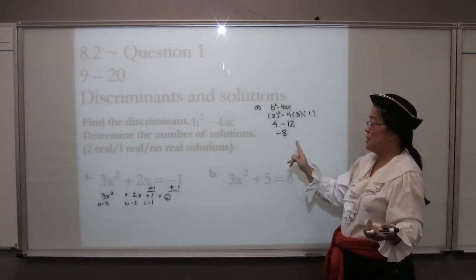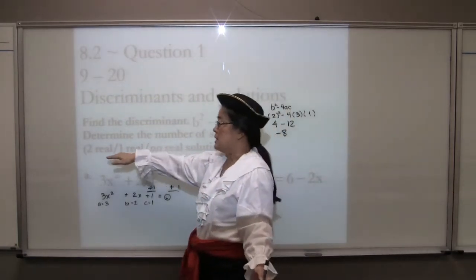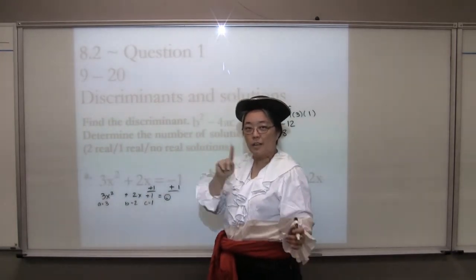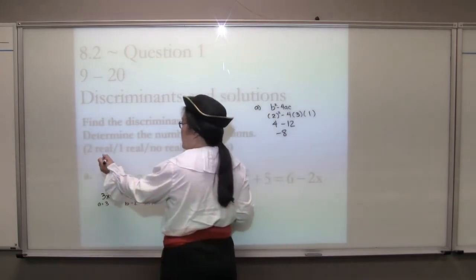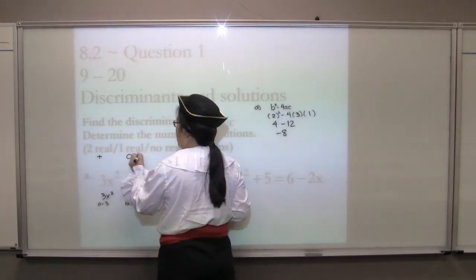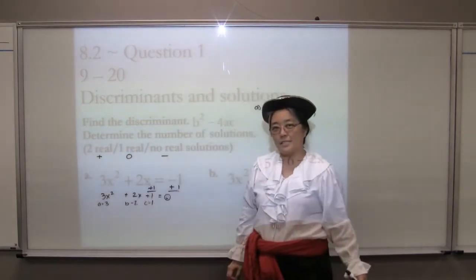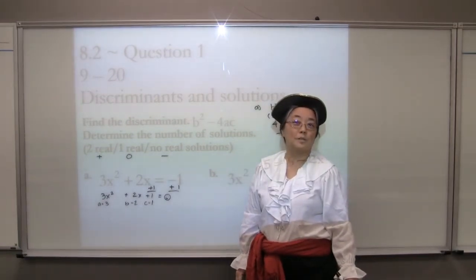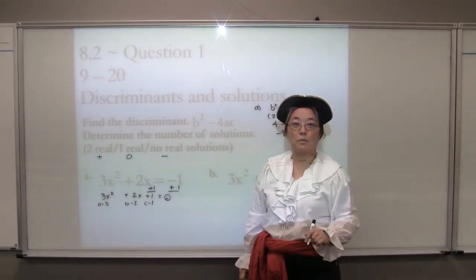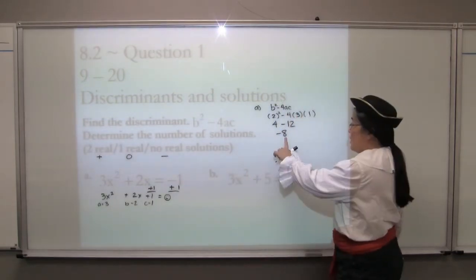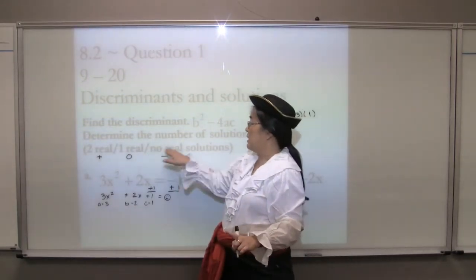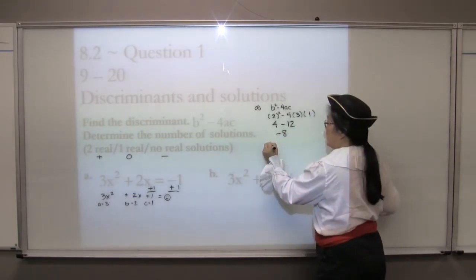Then we have to determine the number of solutions. You're going to see these instructions underneath every single answer blank. So, what you're going to do is check this out. Plus, 0, minus. Last semester, I had a whole bunch of students who did that on every single problem. They got a lot of good points on this question. This is a negative, so it is a no real solution.